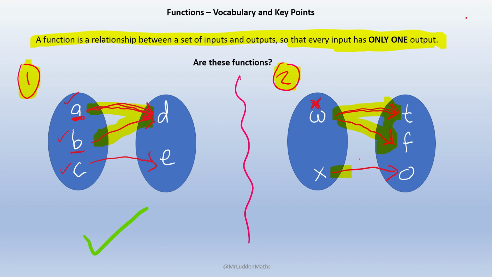Down below, this part here is fine. My XO part is fine, but my WTF, as the name suggests, I cannot have that. There's something wrong there. So for that one, I'm not going to do that in highlighter. I'll do that in red. That right there is not a function. So we need to be aware of those.